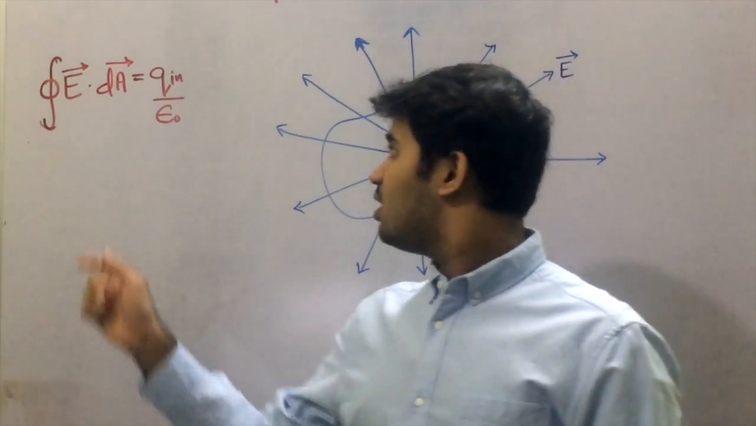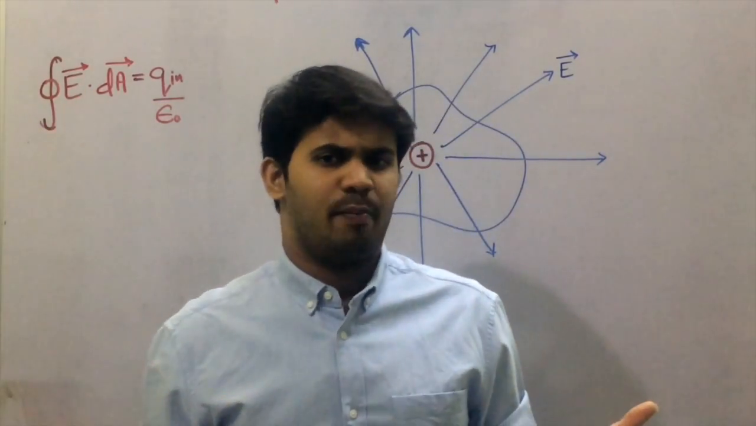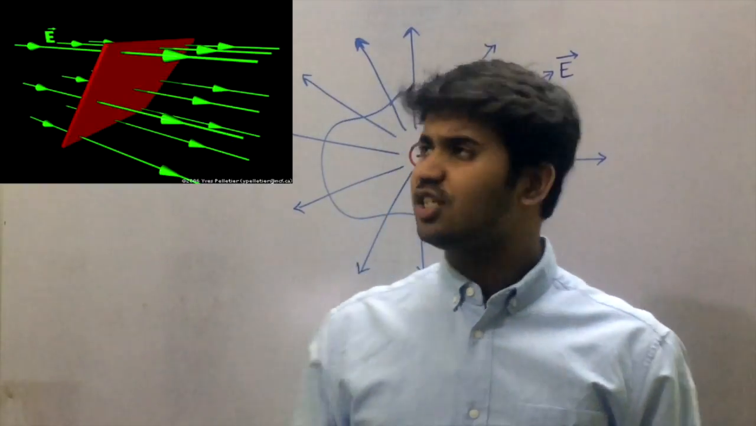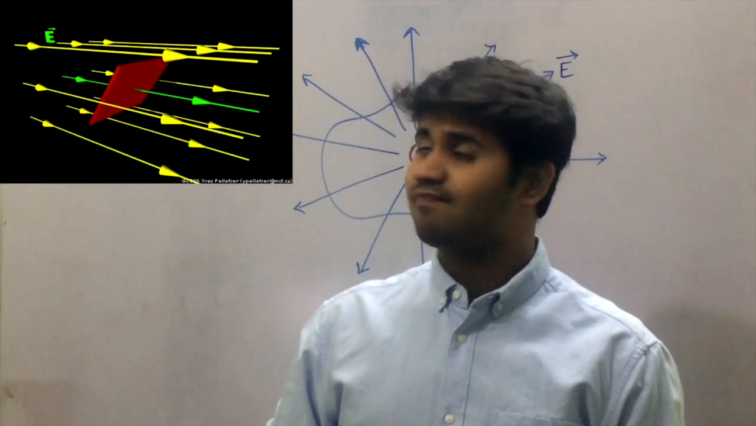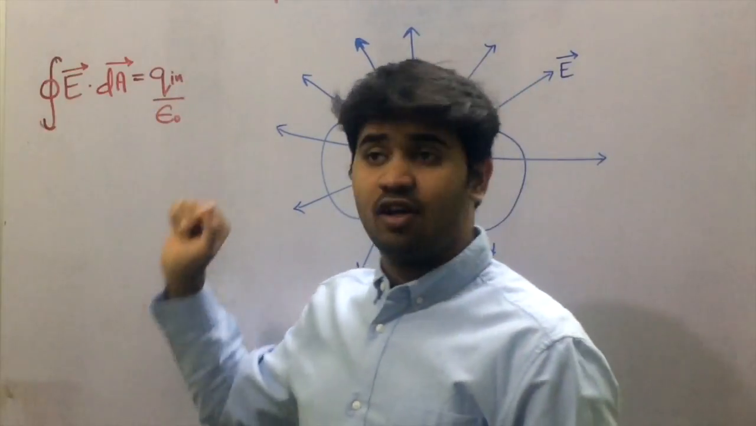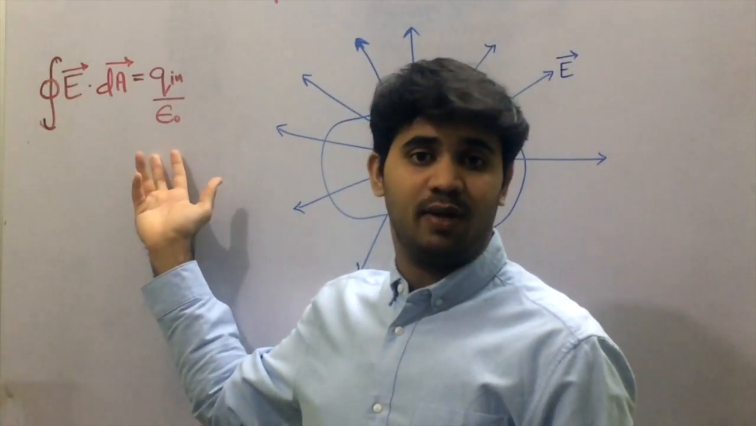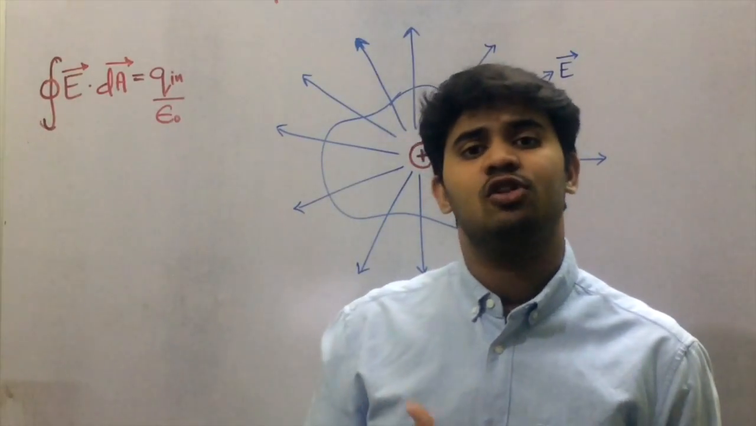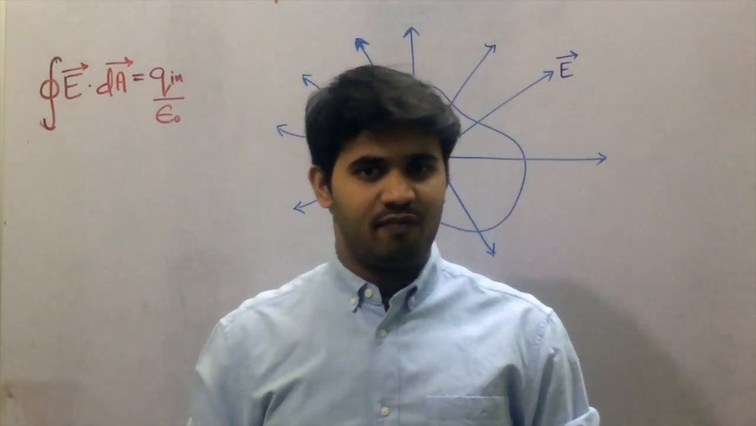So now, the equation. Here, the left side of the equation is electric flux, which is nothing but the electric field lines passing through a closed surface, just like this. This is electric flux. And the right side of the equation is the net enclosed charge divided by the permittivity of free space. This net enclosed charge is the charge within the surface through which the electric field lines pass. So this is the first equation of Maxwell.